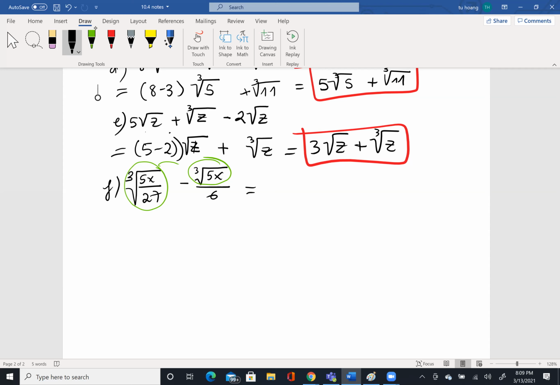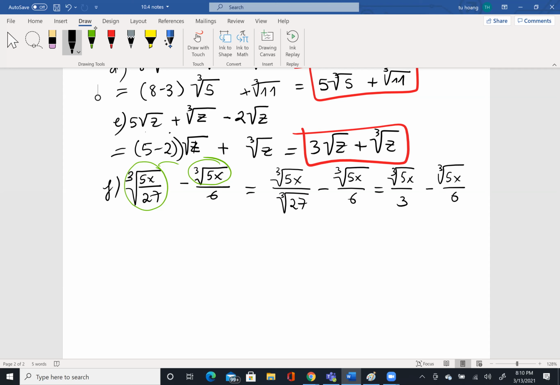You need to apply the quotient rule, so split the top and bottom. So cube root of 5x divided by cube root of 27, and then minus the cube root of 5x divided by 6. Cube root of 27, you know that it's going to be equal to 3. So I rewrite this as cube root 5x divided by 3 minus cube root 5x over 6.